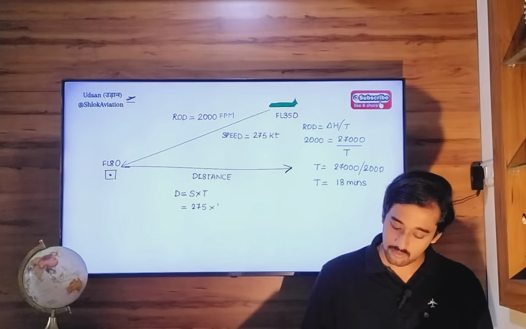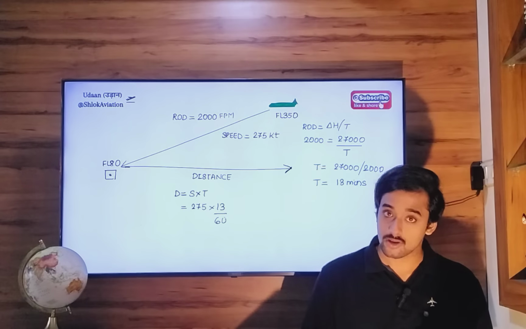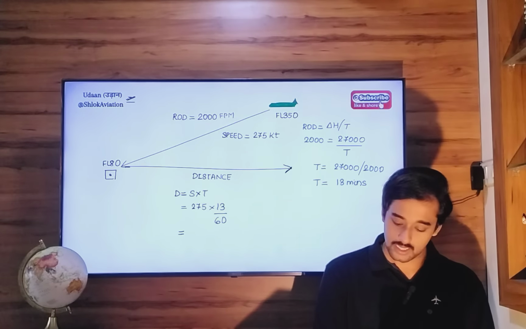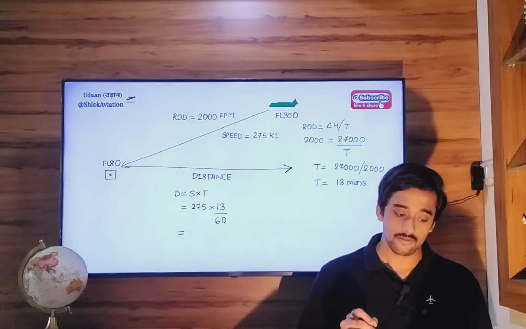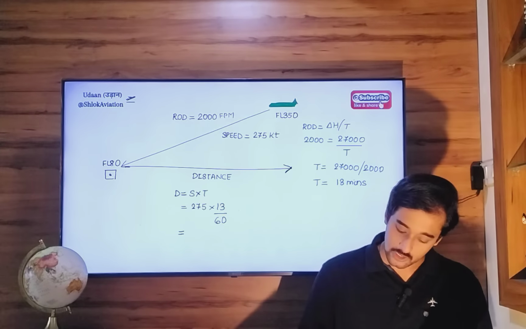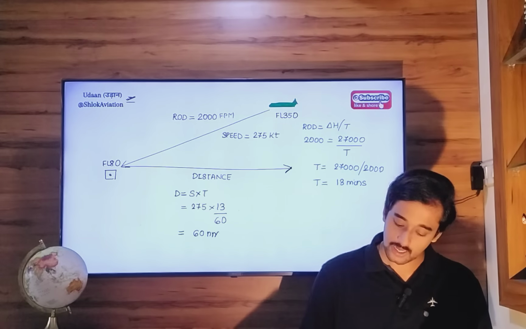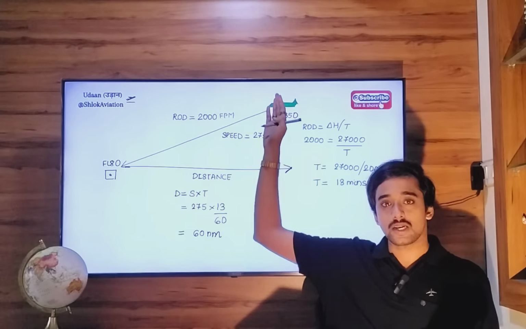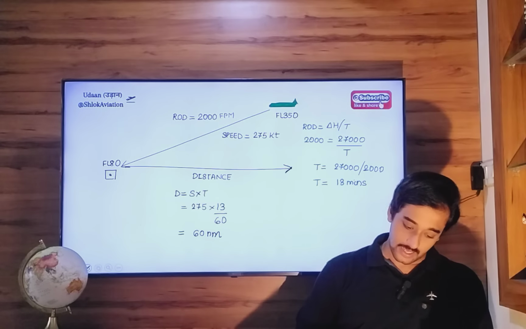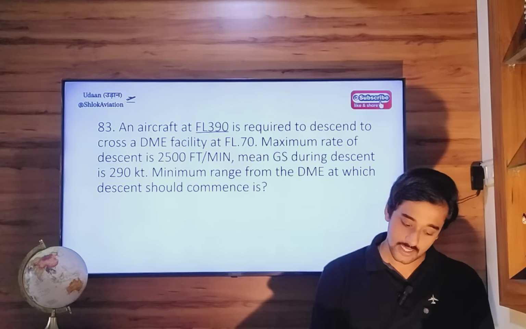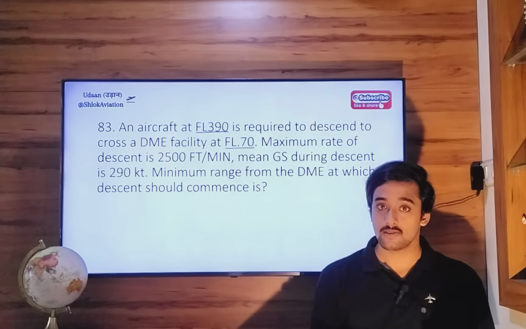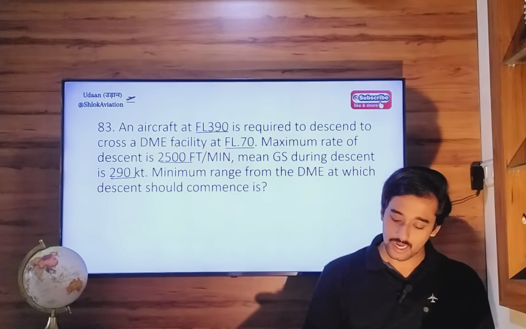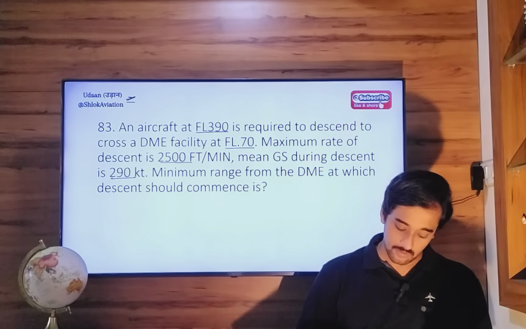275 into 13 minutes divided by 60 hours. So 275 into 13 divided by 60 is 59.58 or approximately 60 nautical miles. Okay, so you are 60 miles away from this DME station. Next, aircraft is at flight level 390. It has to come down to flight level 70. Rate of descent 2500. Speed 290. What is the range? Again, similar question.